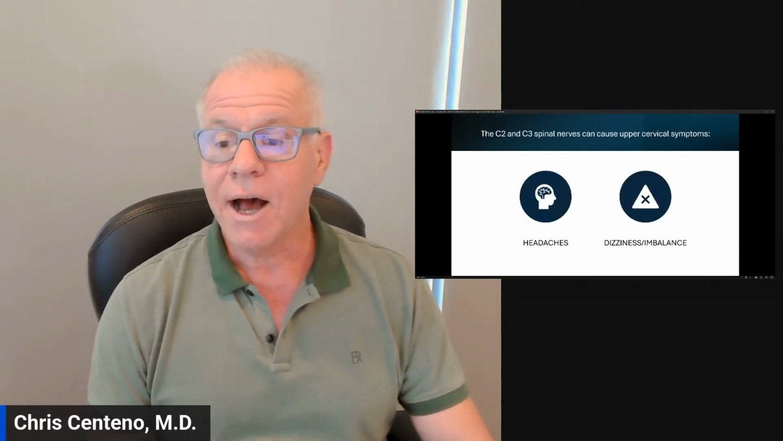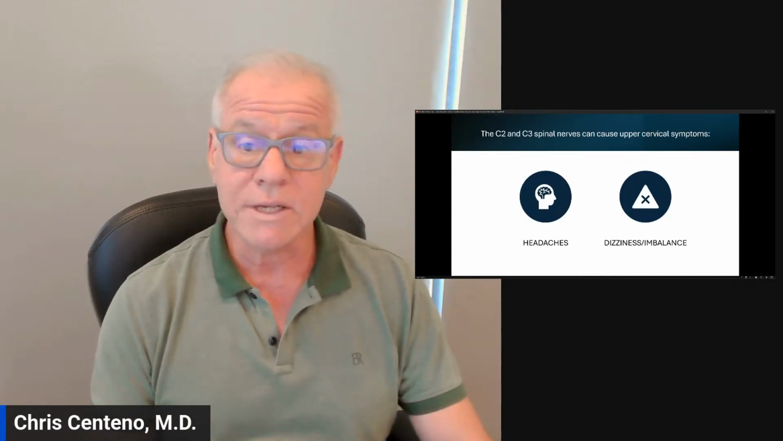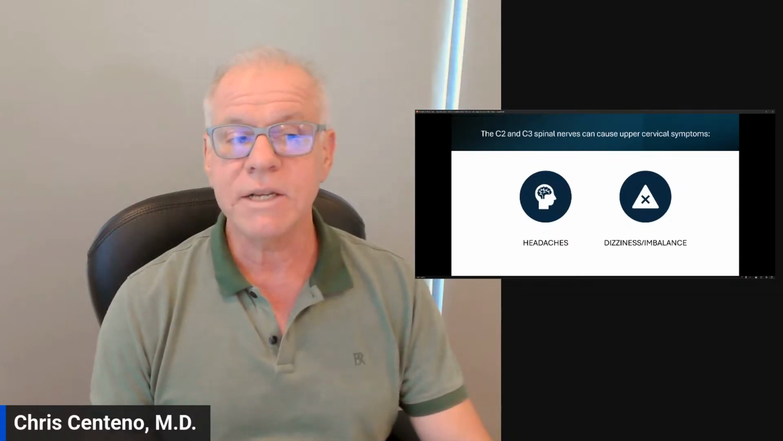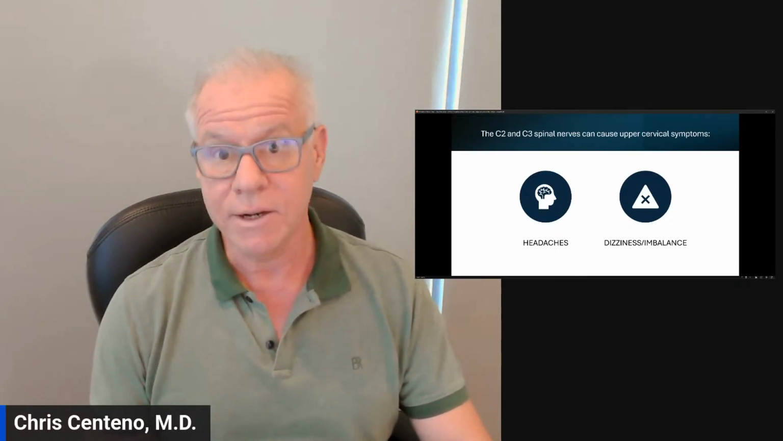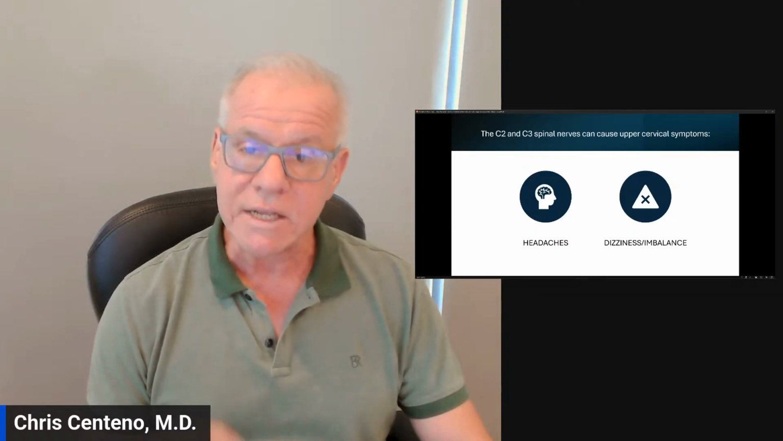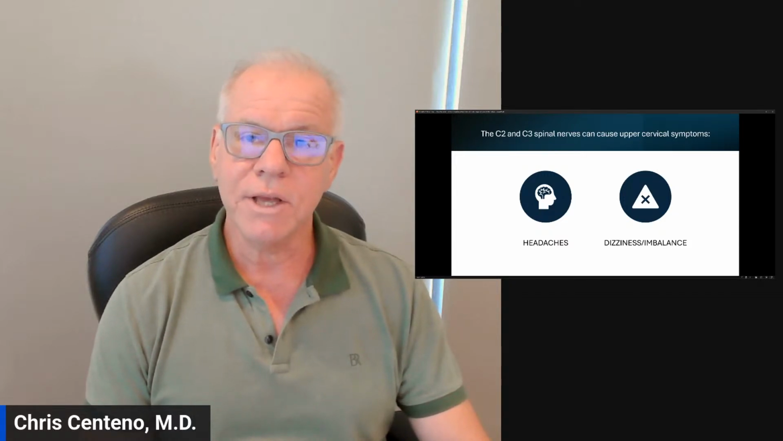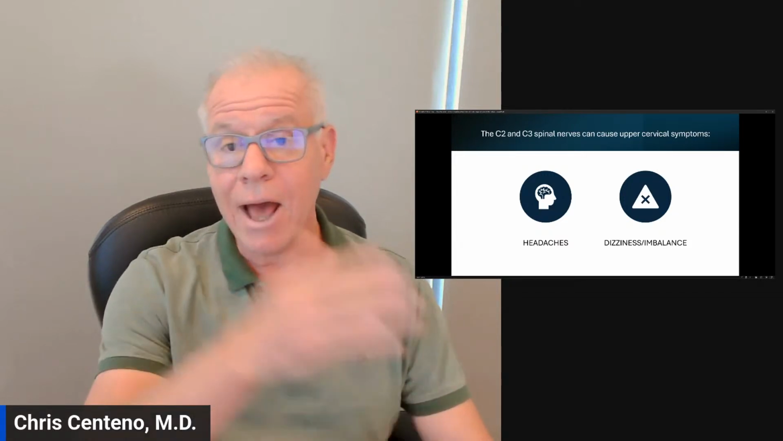So we've got the upper spinal nerves, which are the ones that I commonly deal with in CCI patients. The C2 and C3 spinal nerves, as well as C1, can cause upper cervical symptoms, headaches, dizziness, imbalance, etc., and other things. Really, today, I'd like to focus on the mid to lower cervical spine, because that's the one that usually comes into the conversation as an add-on to many of the CCI patients I see.